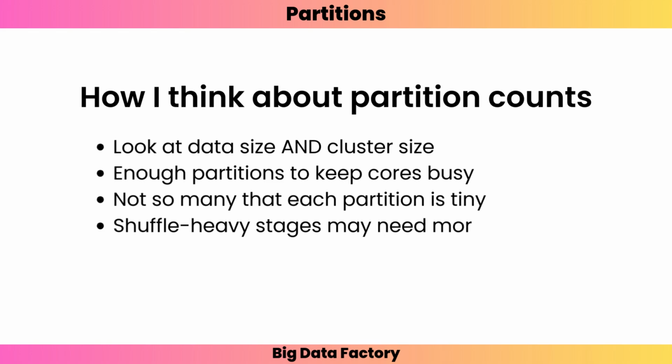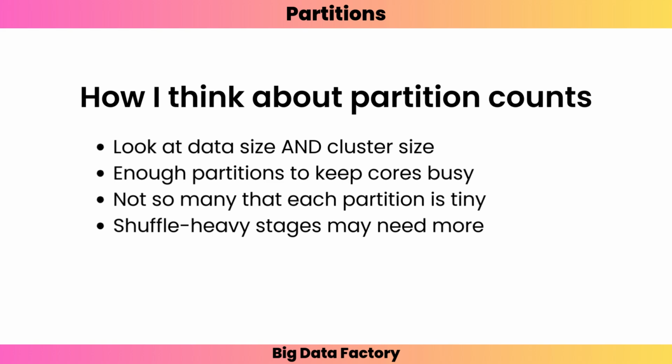A rough rule some teams use is to aim for partitions where each partition is on the order of, say, tens to a couple hundred MB of data, and somewhere around a few times the number of cores for shuffle heavy stages. The exact number depends on how expensive your transformations are, whether your cluster is CPU bound, input output bound, or network bound, and what your SLAs are. The key idea is partitions are a tuning knob you should think about, not just accept defaults forever.